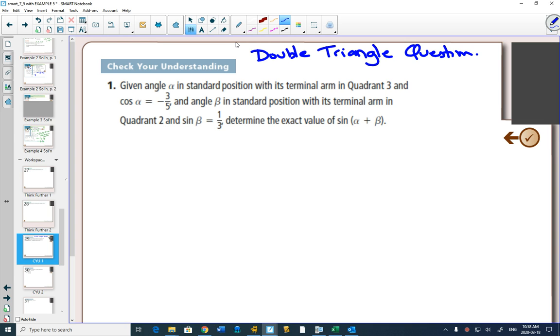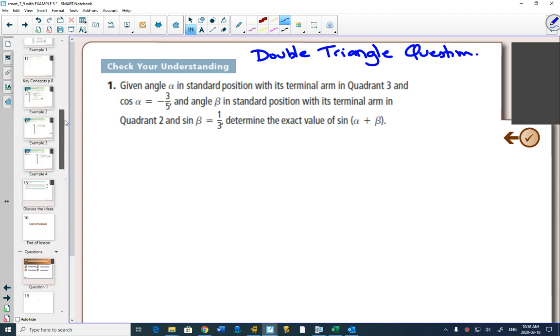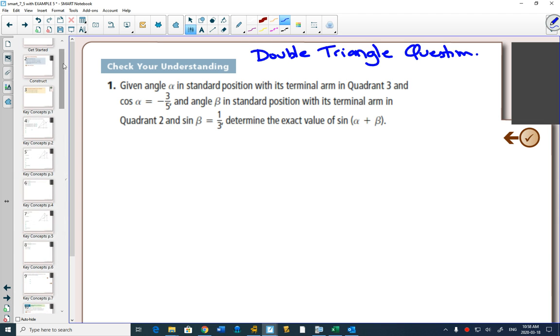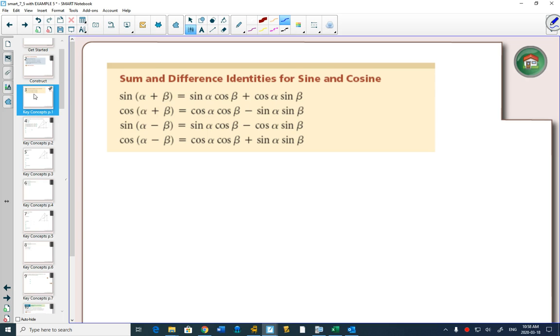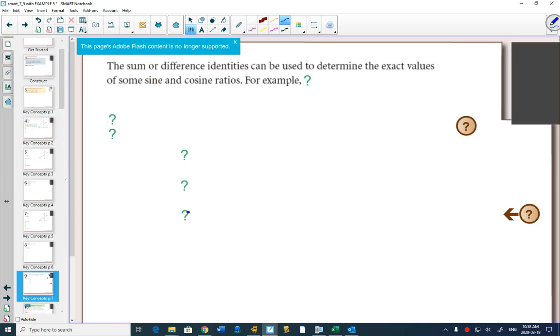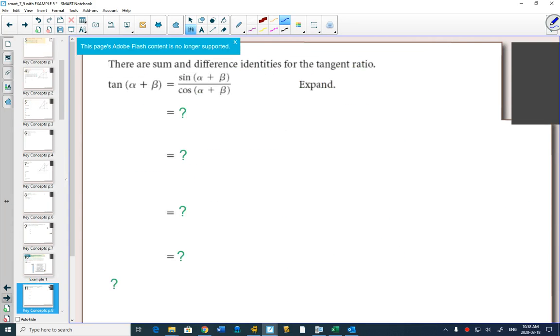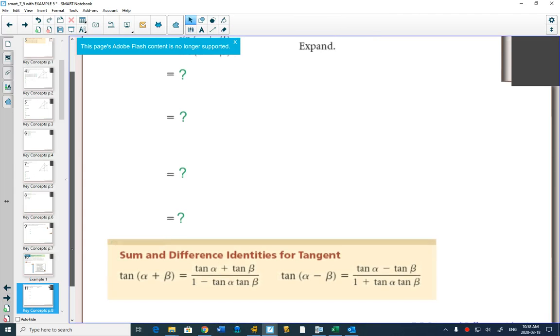Now just a little bit of review of what we learned yesterday. Yesterday we were introduced to our sum and difference identities. We had 4 of them for sine and cos. Well, 2 for sine, 2 for cos, and of course, 2 for tan. There they are.